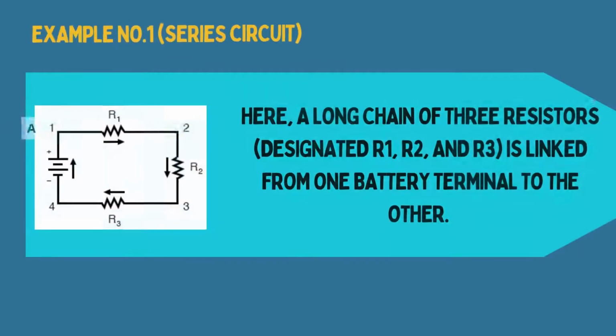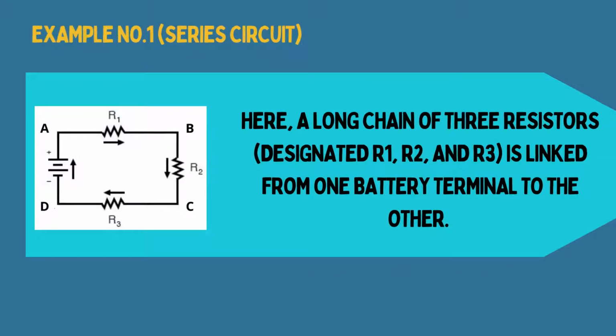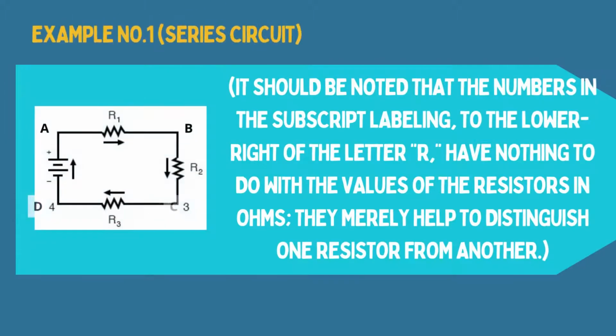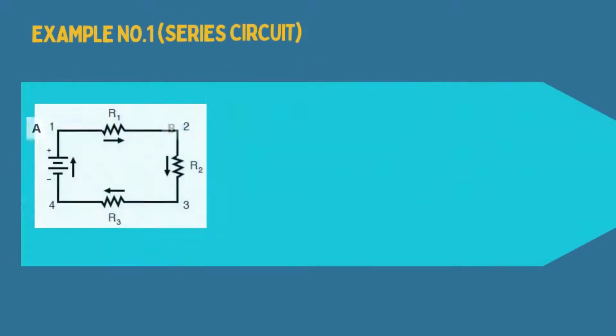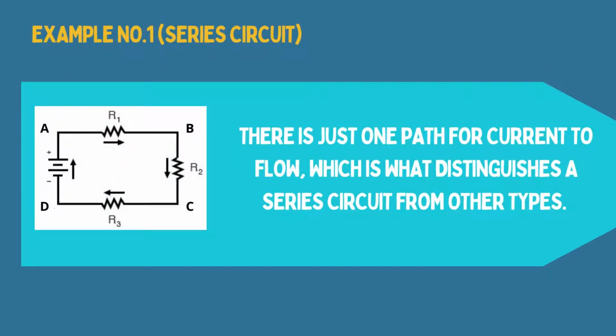Here, a long chain of three resistors, designated R1, R2, and R3, is linked from one battery terminal to the other. It should be noted that the numbers in the subscript labeling, to the lower right of the letter R, have nothing to do with the values of the resistors in ohms. They merely help to distinguish one resistor from another. There is just one path for current to flow, which is what distinguishes a series circuit from other types.